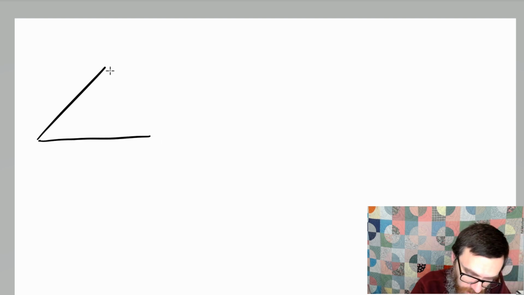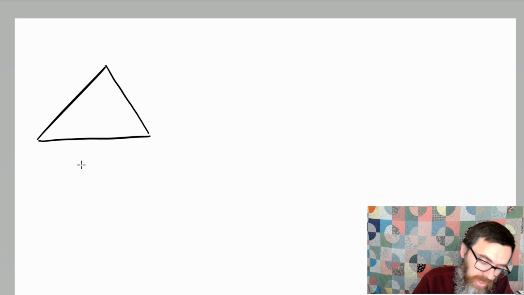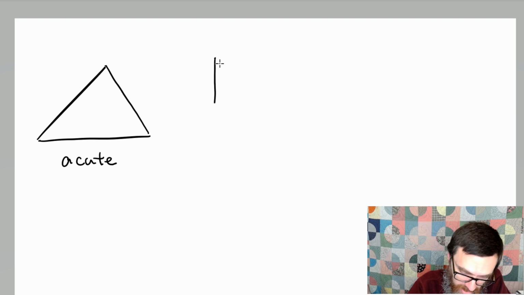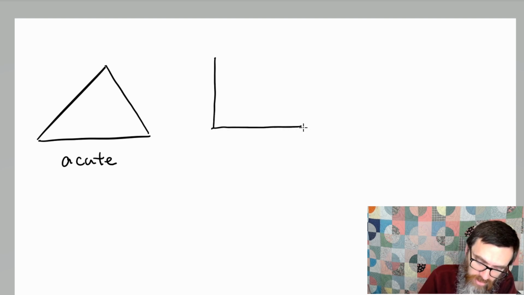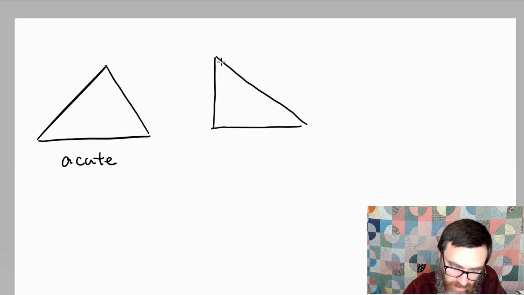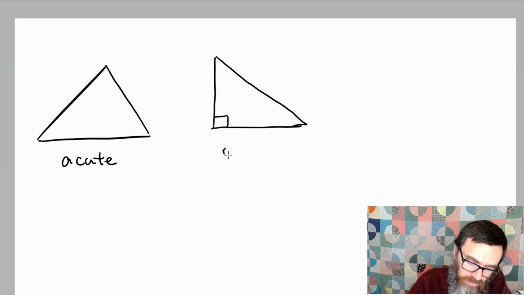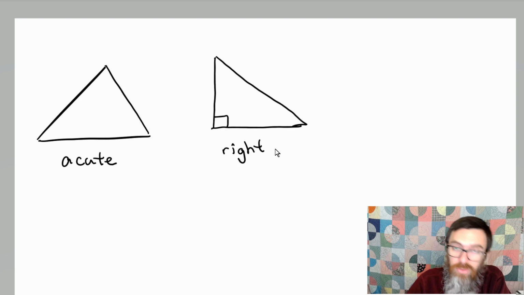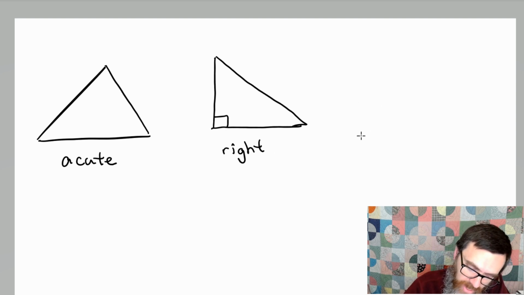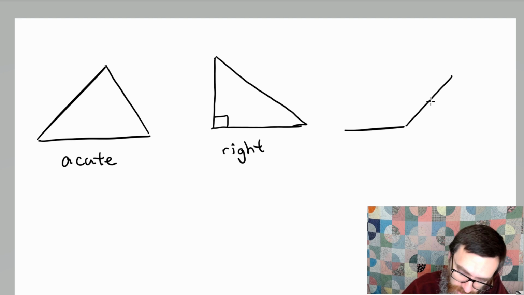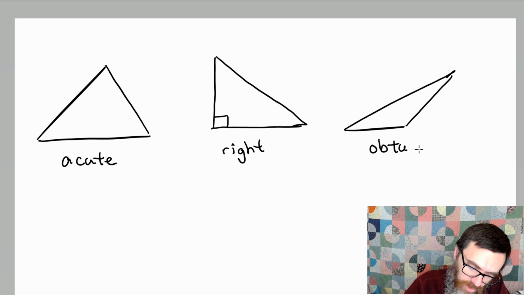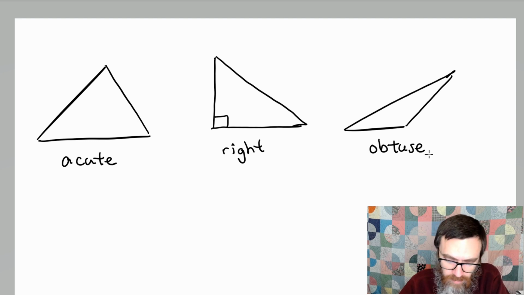If all of the angle measures are less than 90 degrees, then you have an acute triangle. If you have an angle measure, just one, that's the most that you can have, that is a right angle, then you have a right triangle. And if you have a triangle with an obtuse angle, then of course this is going to be an obtuse triangle. You can only ever have one right angle or one obtuse angle.